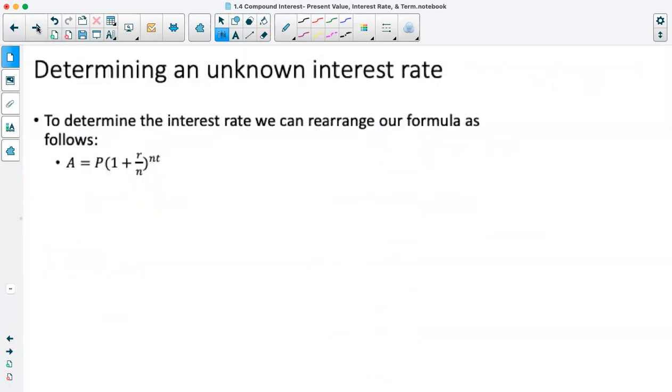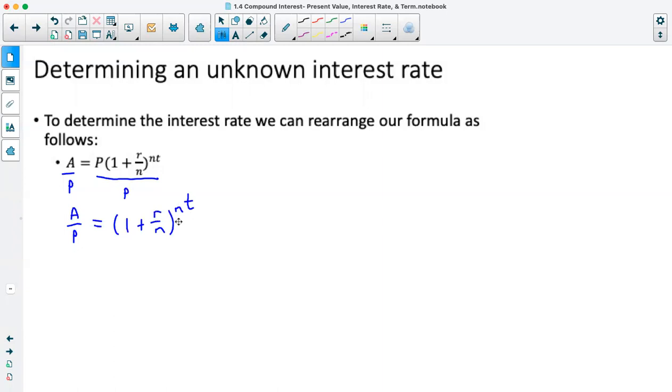Okay, next we're going to look at determining an unknown interest rate. So to determine the interest rate, we can rearrange our formula as follows. We want to get R on its own essentially, so we'll start by dividing both sides by our principal. So we have A over P is equal to 1 plus R over N to the power of NT.